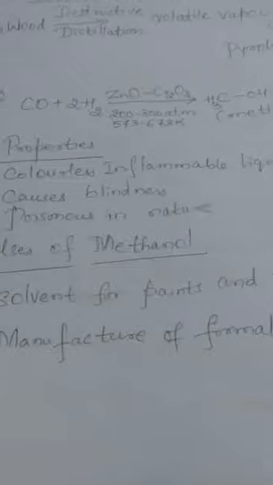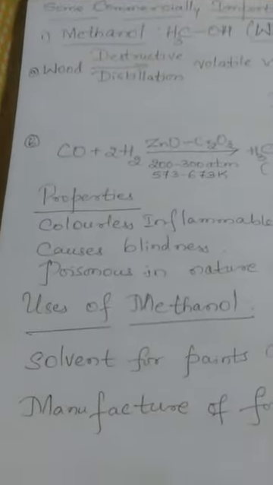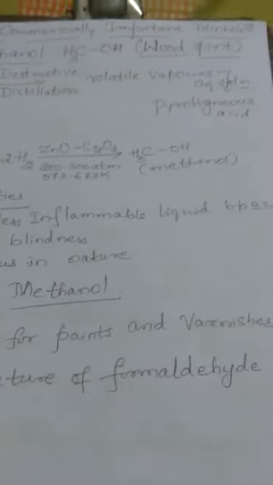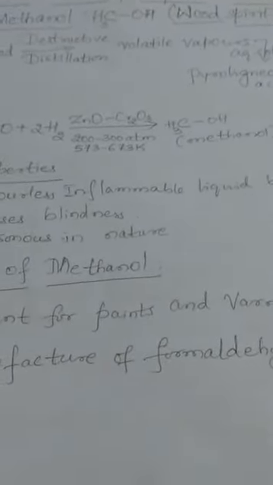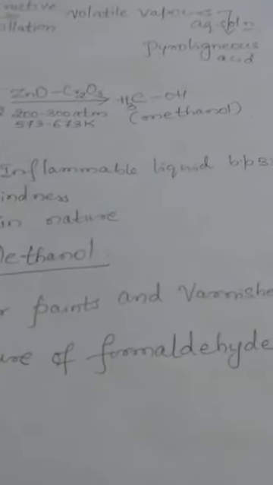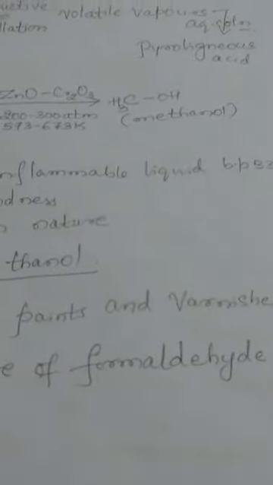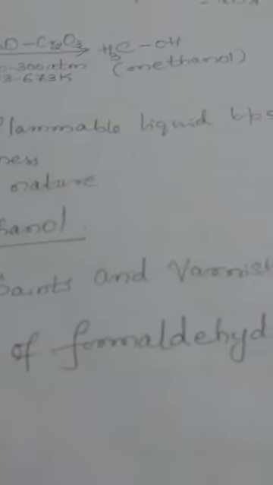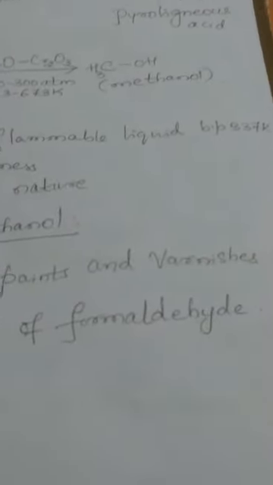Coming to the uses of methanol, methanol is used as a solvent for paints and varnishes. Another important use of methanol is in the manufacture of the first member of the aldehyde family, formaldehyde. Methanal is the IUPAC name of formaldehyde, HCHO. So these are the important uses of methanol.